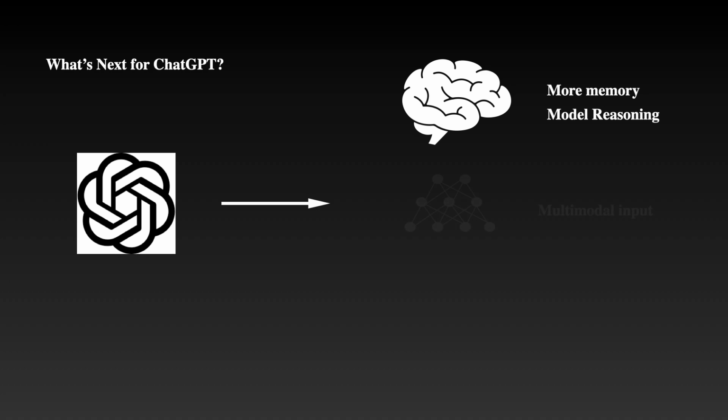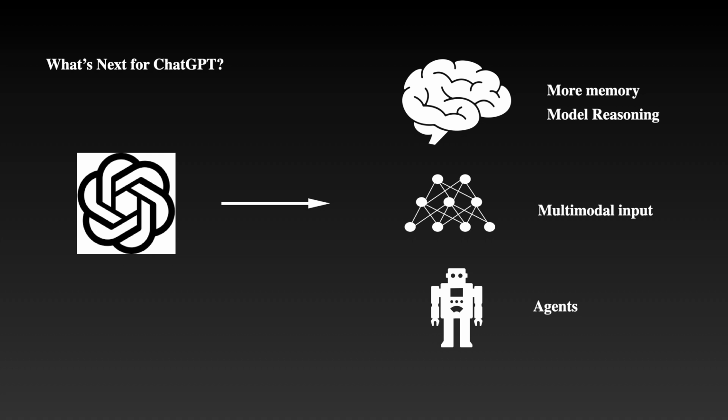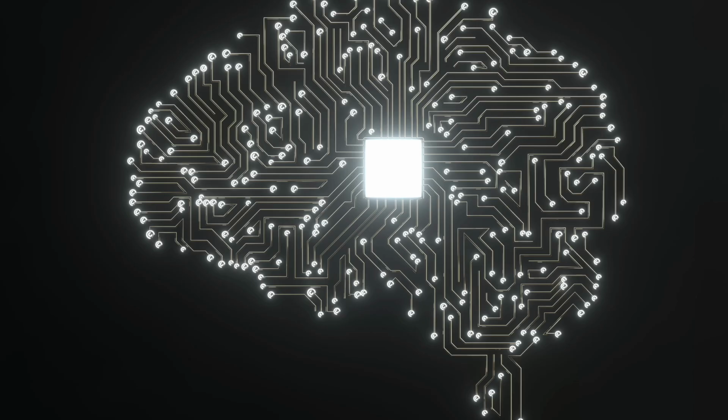What's next for ChatGPT? More memory, better reasoning, multimodal input, agents that act. ChatGPT will go far beyond text generation. Now you know how ChatGPT works under the hood. Try building with it, exploring its limits, or just asking better questions.